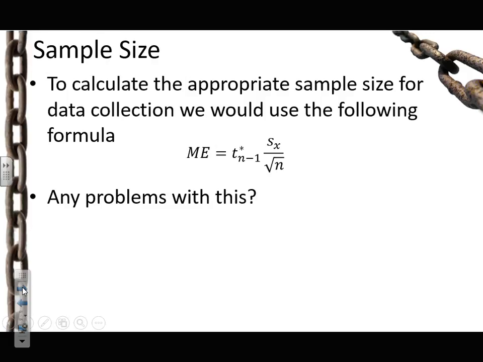So it's the same idea as what we did before. We're going to establish a confidence level, which gets us our critical value, and we're going to establish a margin of error that's acceptable to us. So we need to solve for n. We need to know how big a sample we're going to collect. So when we look at this formula, what major flaw do we see?